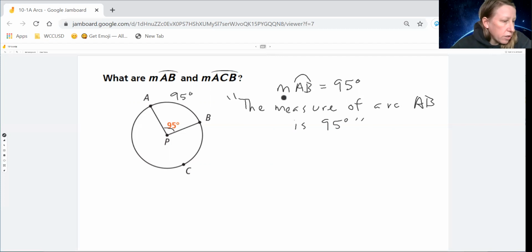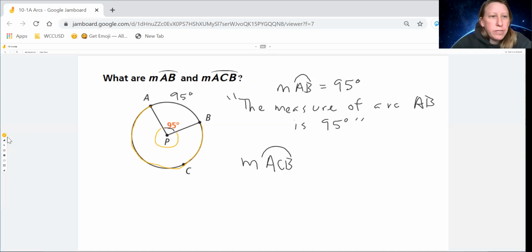All right, is there another arc in this picture? How about, what is the measure of the major arc ACB? And how are we going to do that? If I know that this part's 95, how am I going to find the measure of this arc? Well, I need the measure of this central angle. So I need to find out how much that is to get from there to there. Any ideas?